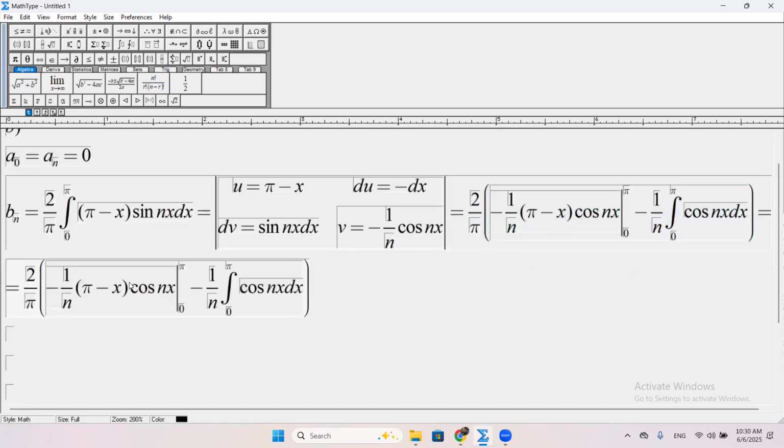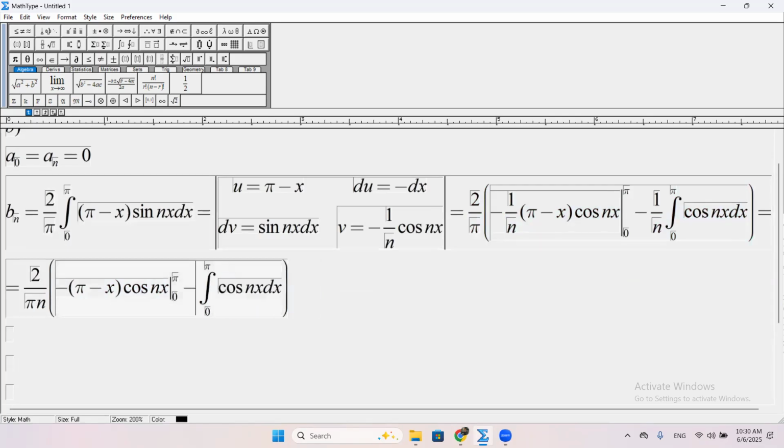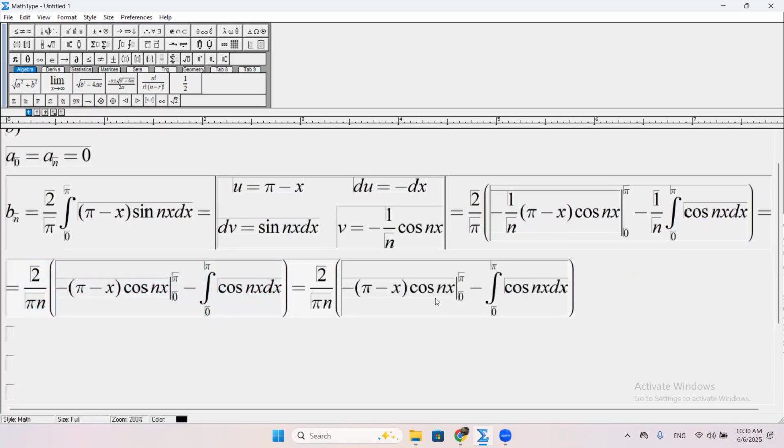Okay, now let's calculate these parts. So what do we have here? If I substitute p, I receive 0. If I substitute 0, I will receive p. By the way, let's first of all move n out of brackets. It will be much easier, and after that, we will calculate.